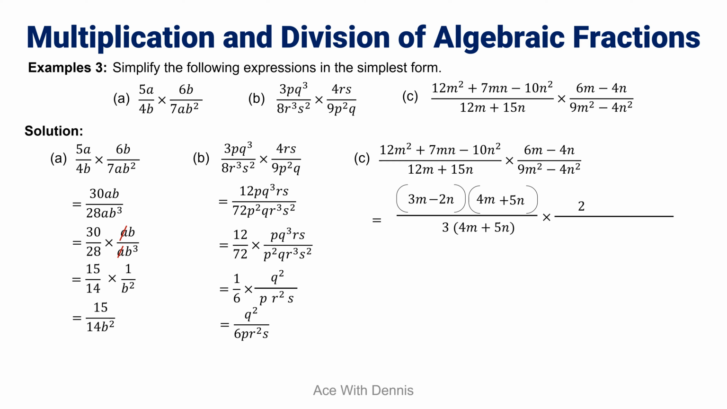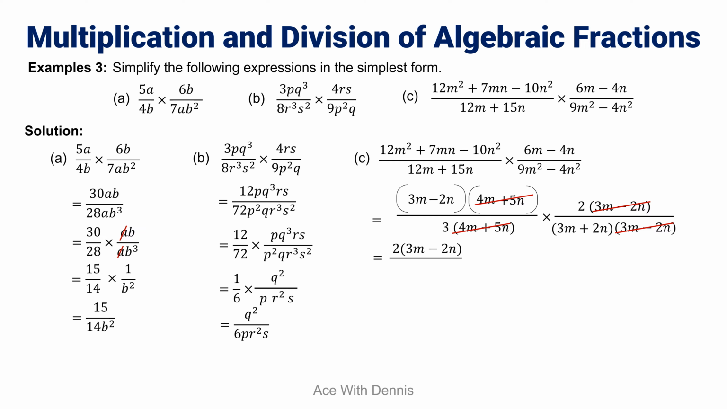At the numerator, the common factor is 2. So we take out the 2 and left with, then bracket 3m minus 2n. For the denominator, as you can see from here, it is in the form of a squared minus b squared. So we factorize, it becomes 3m plus 2n times 3m minus 2n. And from here, you can see that we can cancel out the 4m plus 5n. So similarly, we also can cancel out the 3m minus 2n.